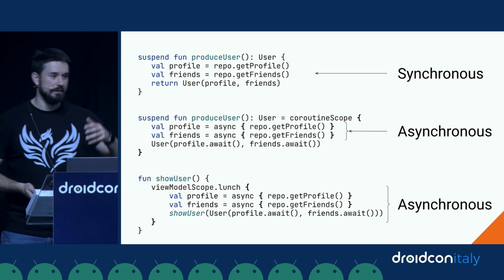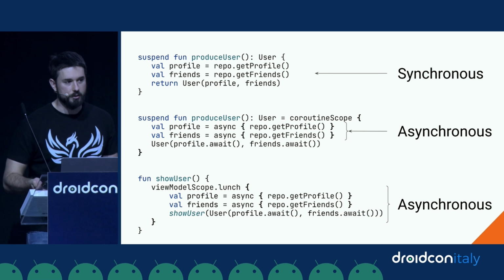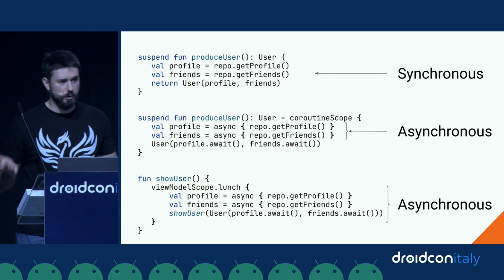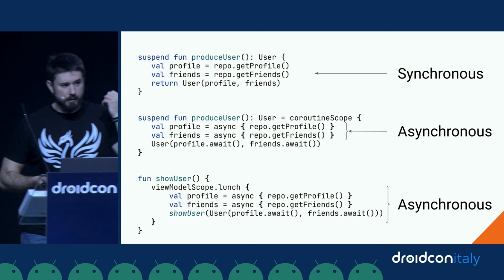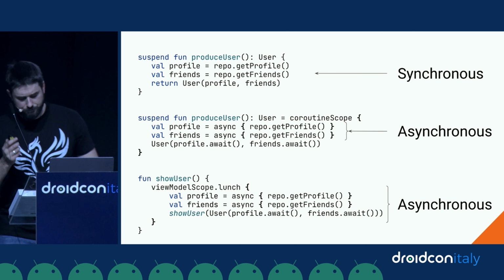Like this show user that is starting an asynchronous process, which is of course what we do on view models, what we do on launched effects. We start a completely independent asynchronous process.